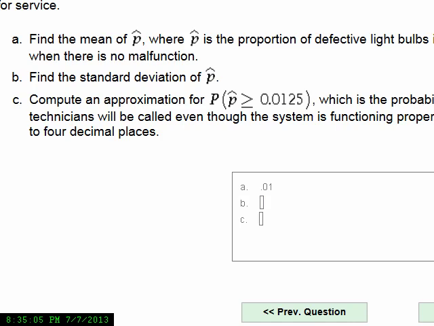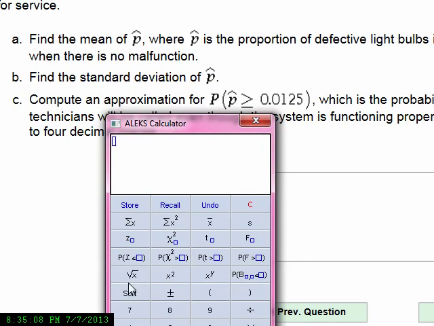I'll just type it on the calculator. So it's equal to the square root of 0.01, 1 minus 0.01, which you could just put 0.99, divided by n. And I think there was 4,400.